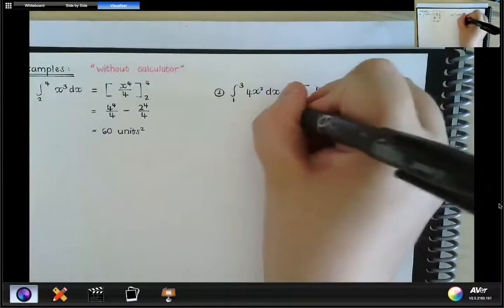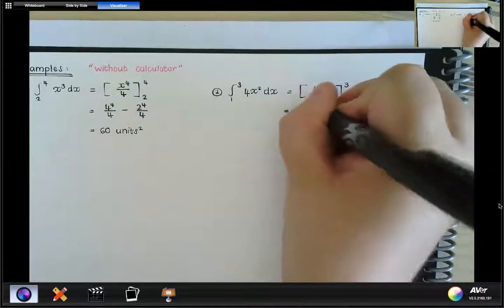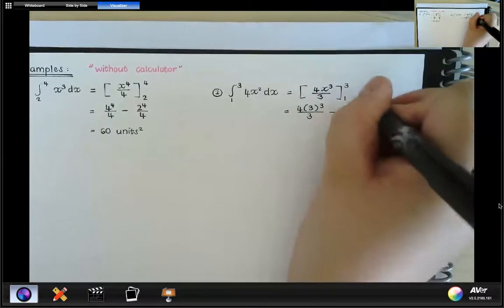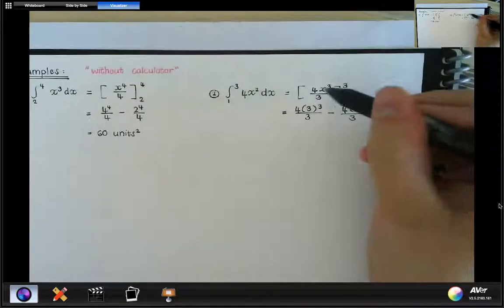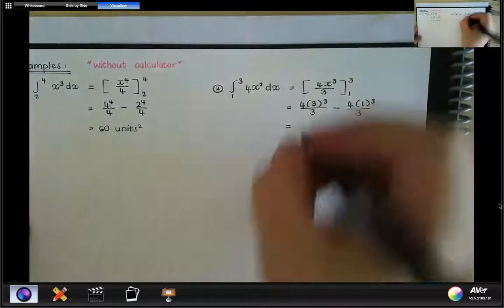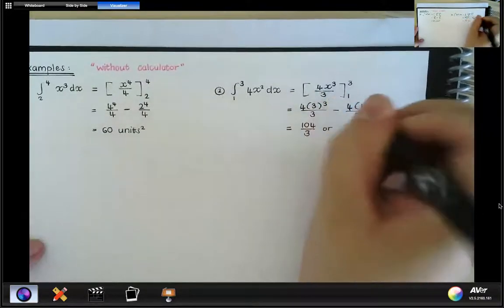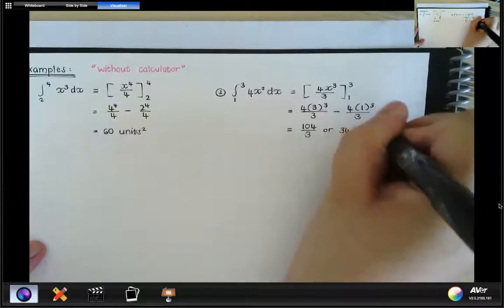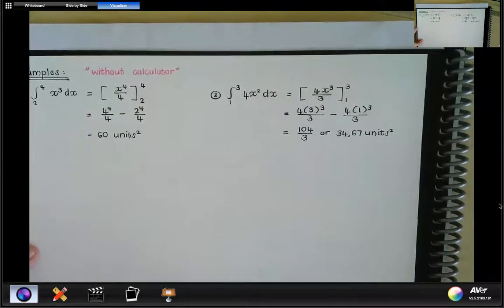And now in our next step, we're actually going to sub in these values. So we're going to have 4 times 3 cubed over 3 minus 4 times 1 cubed over 3. You just sub these values in for x. And then you type that into a calculator and it will give you 104 over 3, or if you want, you can write that as 54.67 units squared. Okay.